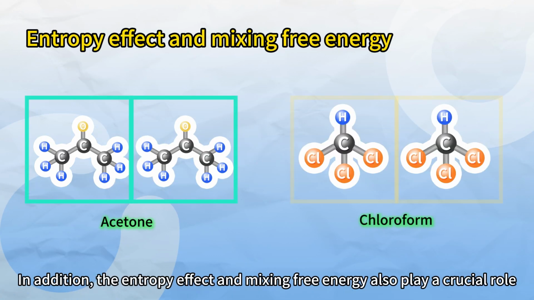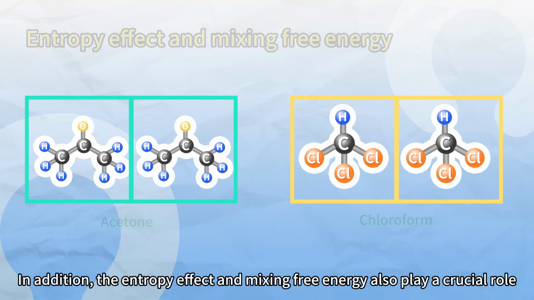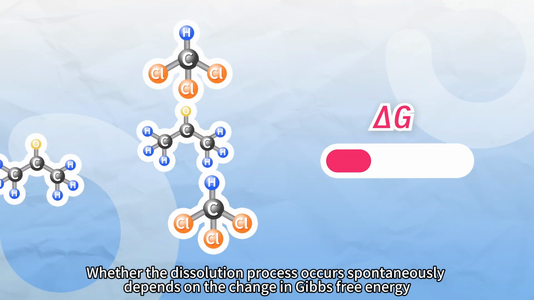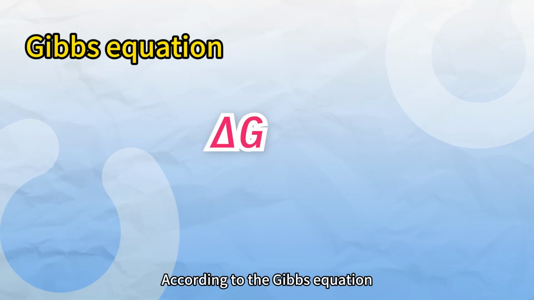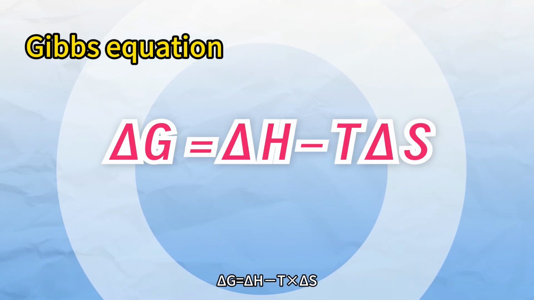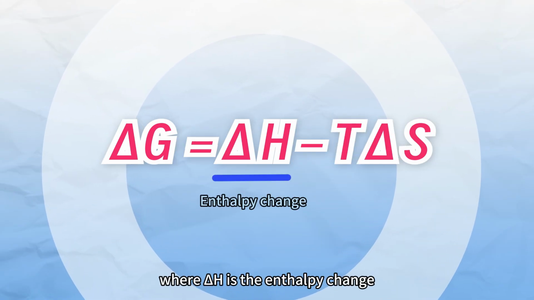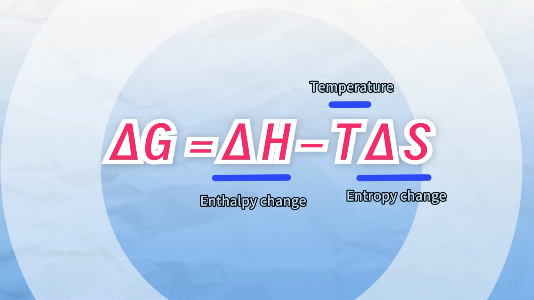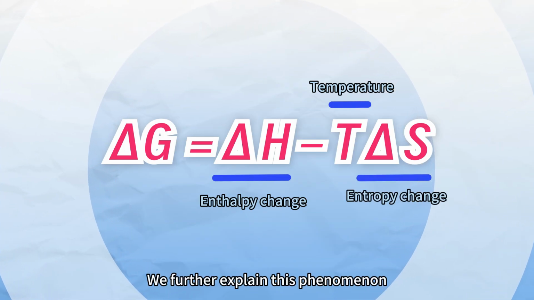In addition, the entropy effect and mixing free energy also play a crucial role. Whether the dissolution process occurs spontaneously depends on the change in Gibbs free energy. According to the Gibbs equation, delta G equals delta H minus T times delta S, where delta H is the enthalpy change, T the temperature, and delta S the entropy change. We further explain this phenomenon.